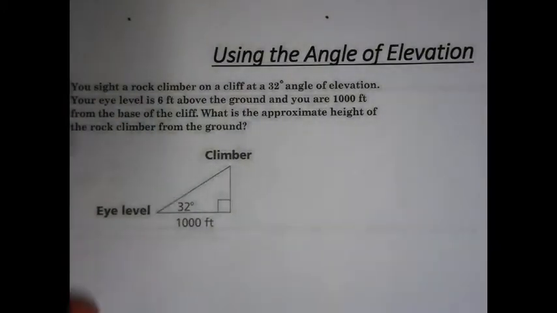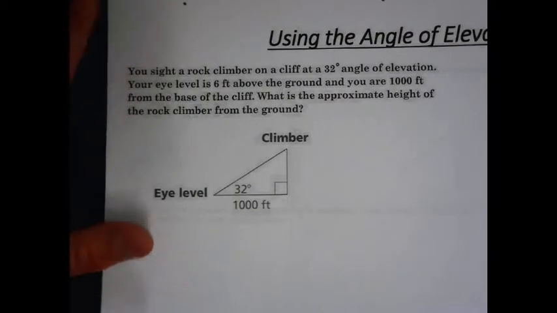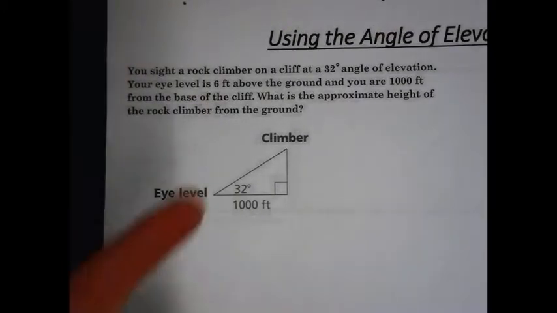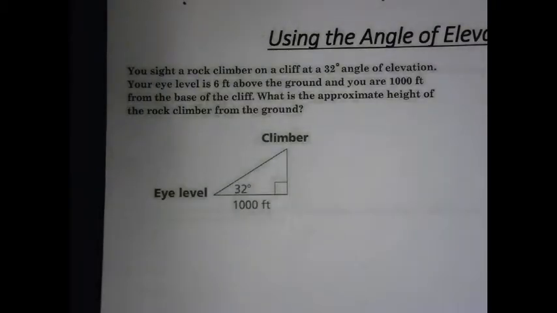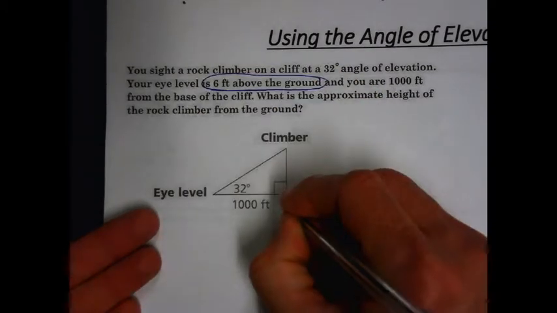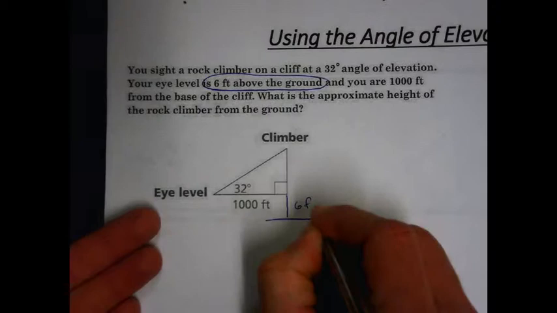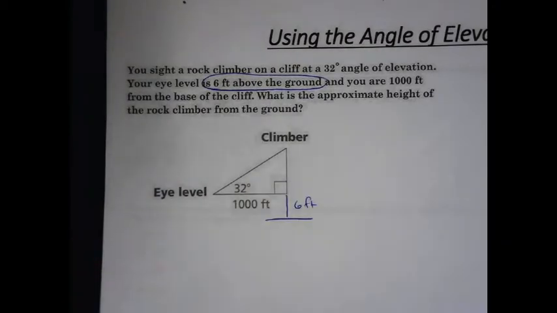So now we're going to use the angle of elevation. Here we have a situation, and we sight a rock climber on a cliff at a 32-degree angle of elevation. The eye level is 6 feet above ground. Okay, so that's going to be important, 6 feet above the ground. So that means the ground is somewhere down here, okay? And we have to remember that, because remember that note, we don't look from our feet.